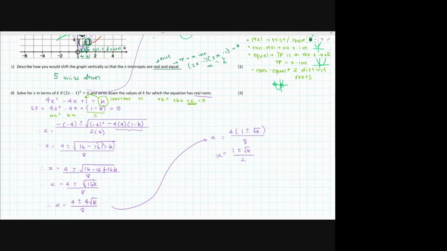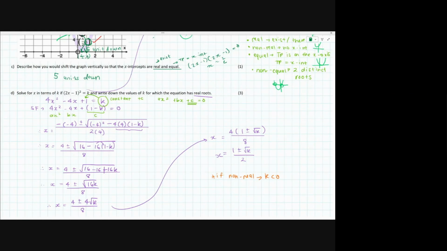Okay, so once we have got our solution for x, we can now answer the second part of our question, which says the equation has real roots. Real roots basically means that they exist. So let's think about what would happen if they were to not exist. If I had non-real roots, do you agree that the only way for this expression to be non-real would be if k was negative?